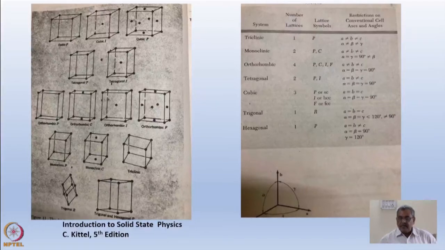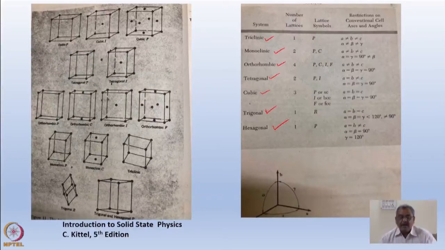So these are the 14 Bravais lattices, which give all possible crystallographic structures in our known world of 1, 2, 3, 4 and 6 fold symmetries. So there are triclinic, monoclinic, orthorhombic, trigonal, tetragonal, cubic and hexagonal. For example, the most symmetric one is cubic. And cubic has either simple cubic, BCC or FCC.